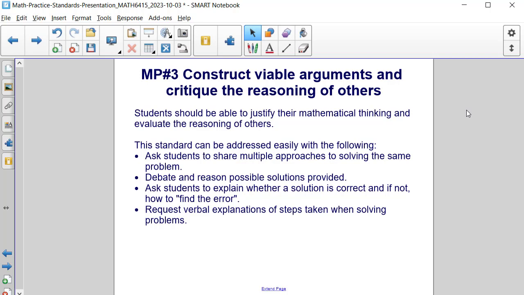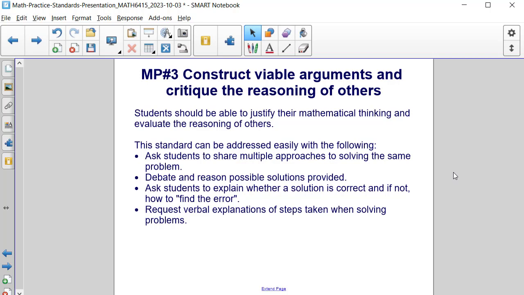Students should be able to justify their mathematical thinking and evaluate the reasoning of others in mathematics. This standard can be addressed easily with the following. You can ask students to share multiple approaches to solving the same type of problem. For example, if you had a problem that could be solved using repeated addition, that could be one method. Another method could be multiplication.